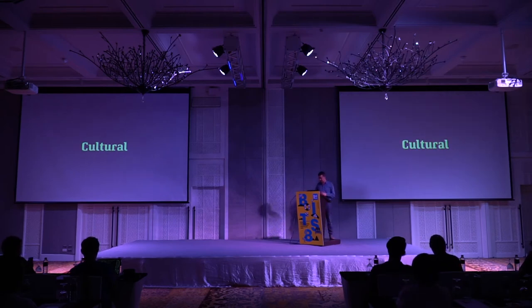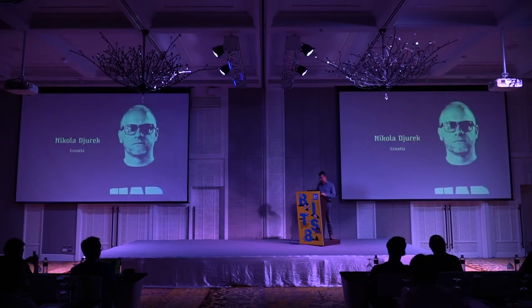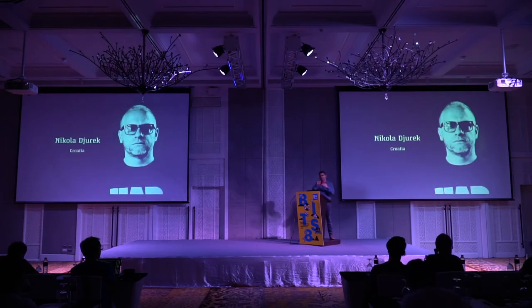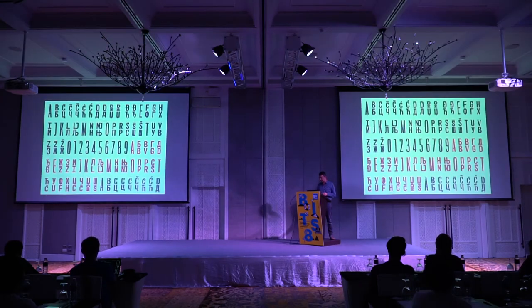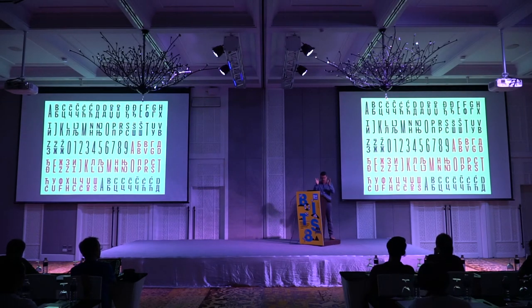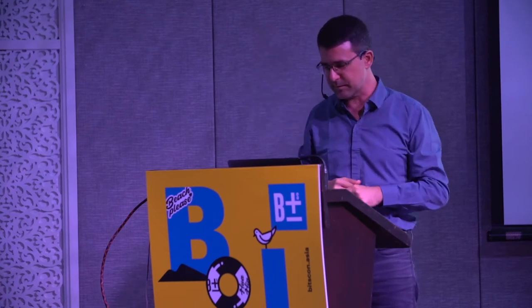And there I want to tell you about two people. One is the Croatian type designer Nikola Jurek. And he comes from Croatia, and Croatian you can write in various scripts, amongst which Cyrillic and Latin. And the funny thing is, there's a one-to-one relationship between the letters of all these scripts. So you can basically translate or transliterate from Latin to Cyrillic without losing anything and back again.